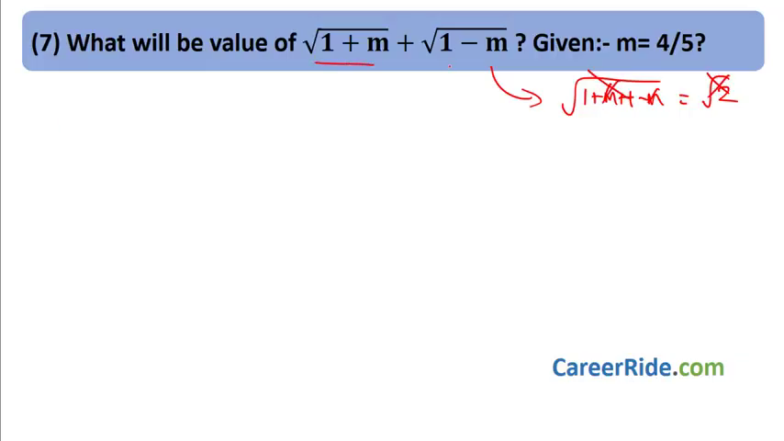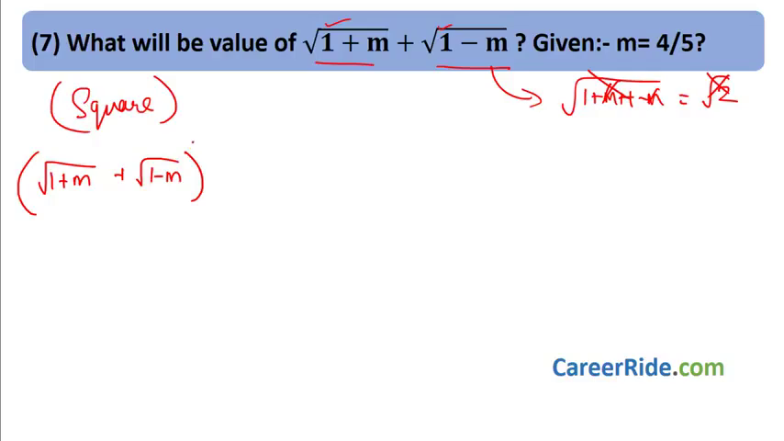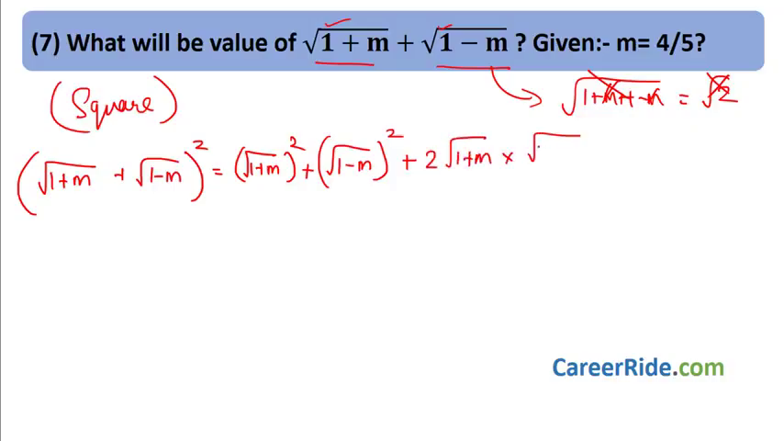Root of 1 plus m plus root of 1 minus m. Now we have root signs over here. How to eliminate root signs? Very easy. Simply square the expression. What we will get? Root of 1 plus m plus root of 1 minus m, square this. What you will get over here? You will have root of 1 plus m the whole square plus root of 1 minus m the whole square, a square plus b square plus 2 into a into b. Okay. Right. Now over here what you will have?